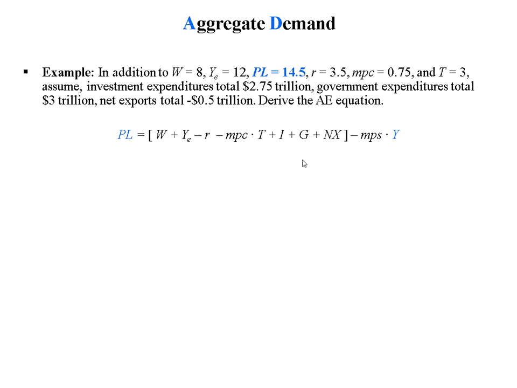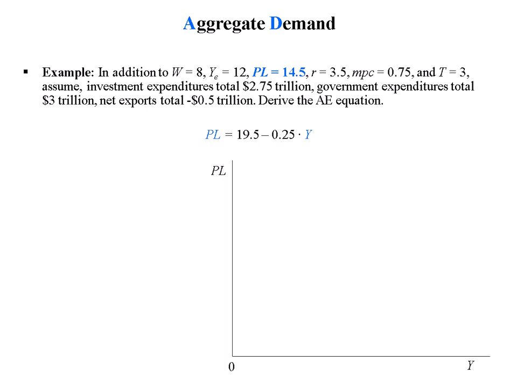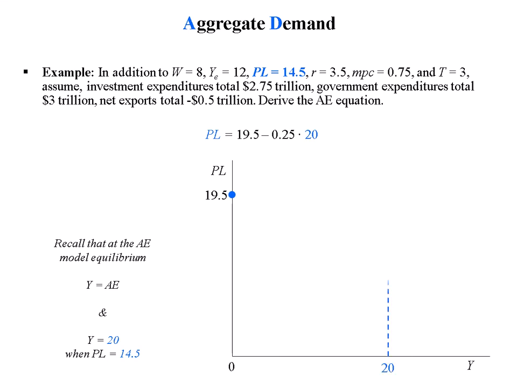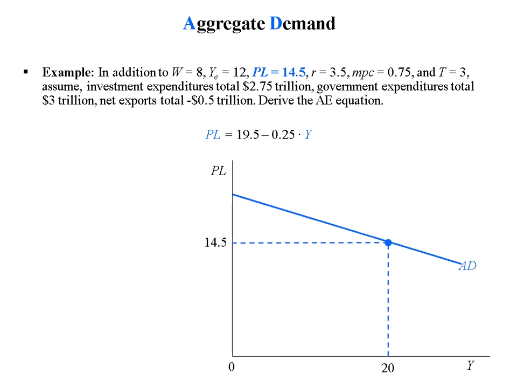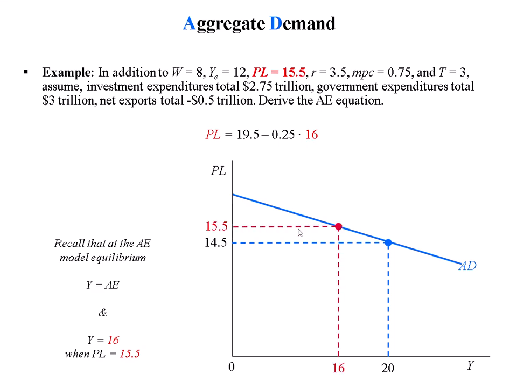Okay? And this is just that same exact equation where we substitute in the individual numbers and we get the aggregate demand curve of 19.5 minus 0.25y. Then we're just graphing it, and we get aggregate demand. We plug in the 16 trillion for the new level of GDP. That gives us a price level of 15.5. Okay, and that's the end of turning aggregate expenditure into aggregate demand.